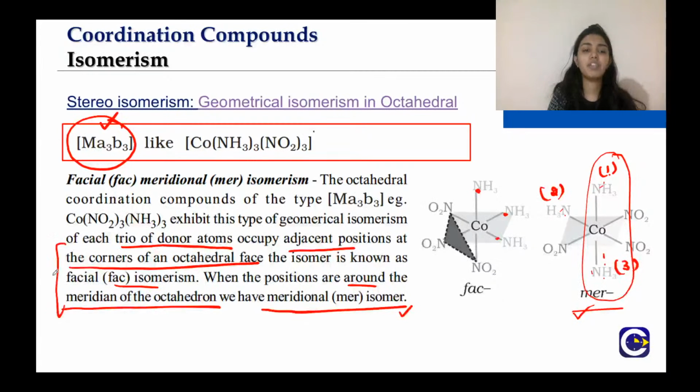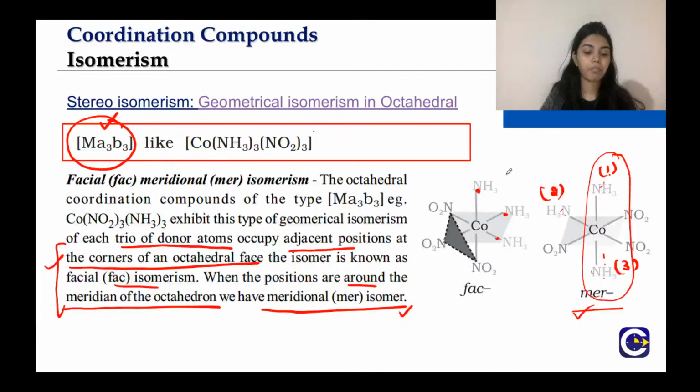So basically, this is the theoretical part. If someone asks you what is a facial, what is a meridional, then you can write down the definitions like these. But if you want to identify which one is facial and which one is meridional, use the trick: if all the angles are 90 degrees between the same ligands, then it is facial, otherwise it is a meridional isomer.